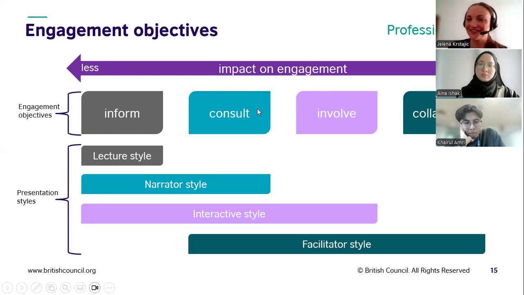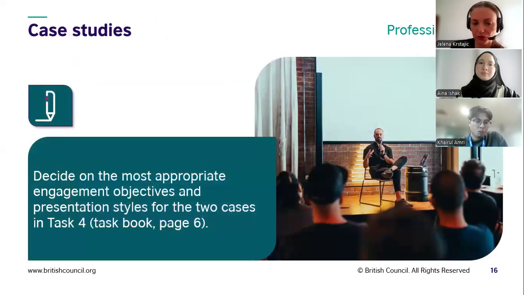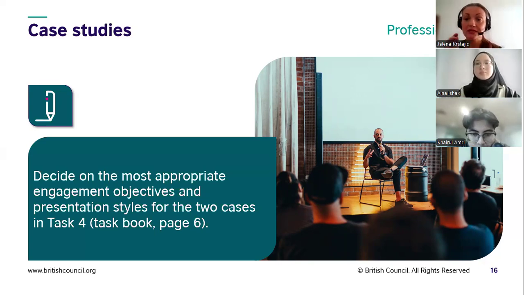Okay, all of this information can be found in the toolkit. So what I would like us to do is choose one. You're going to find two cases, task 4, task book number 6, and I would like you to choose only one case study. So Aina, you will choose the first, and Hyrule, you're going to choose the second case study, okay?